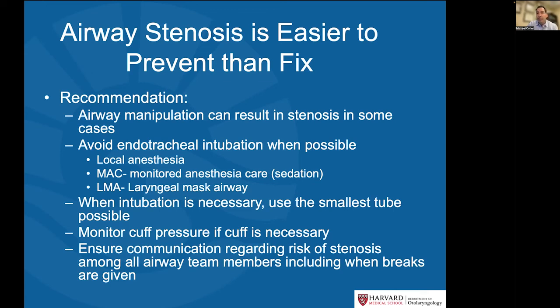But if intubation is necessary for a more complex surgery, it's important to use the smallest tube that's possible, and to be very careful about the cuff pressure. In an endotracheal tube, there's a little balloon at the end called the cuff, which we inflate in order to get a good seal with the airway. That pressure should be kept to a minimum, and certainly to less than 15 centimeters of water.